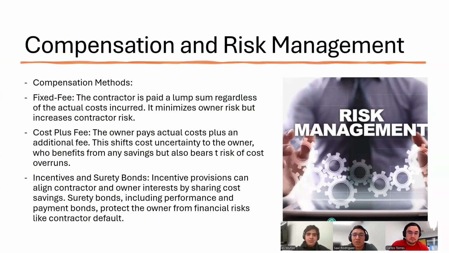For compensation and risk management, I found various options. The first was the fixed fee. This is when the contractor is paid a lump sum regardless of the actual cost incurred. It minimizes the owner's risk but increases the contractor's risk. The cost plus fee is when the owner pays actual cost plus an additional fee. This shifts cost uncertainty to the owner, who benefits from any savings but also bears the risk of cost overruns.